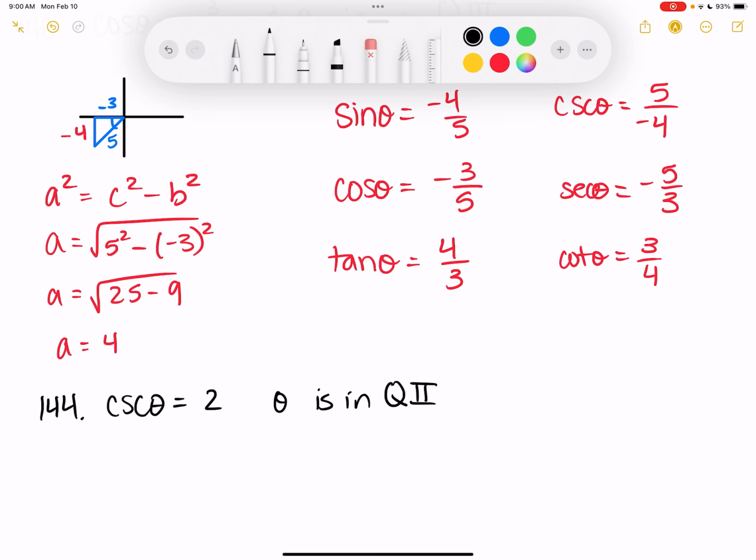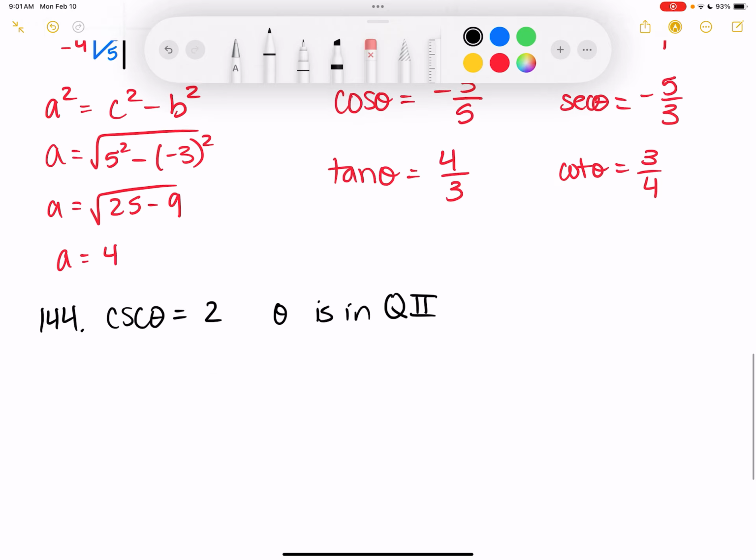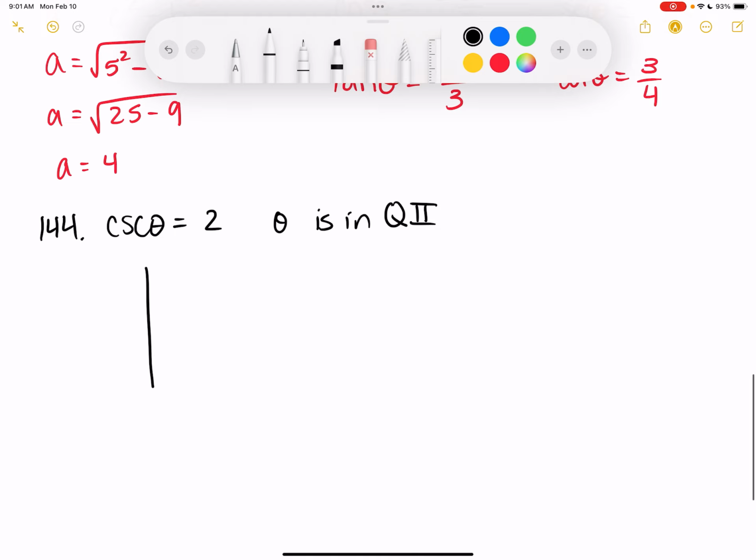All right, so cosecant is not one that I'm super familiar with working with. So what I like to do when I have something that's either cosecant, secant, or cotangent given to me, I actually like to go ahead and set this up and turn it into whatever trig function I am familiar with. So either sine, cosine, or tangent. In this case, cosecant goes with sine, so obviously I'm going to be working with sine. So I know that it's going to occur in quadrant 2.